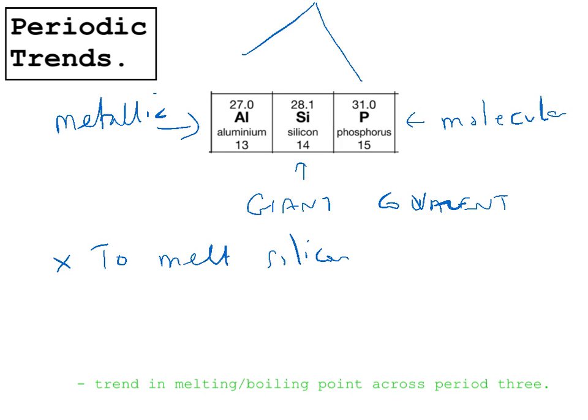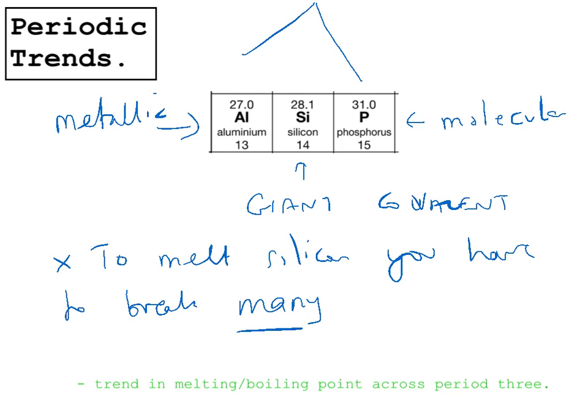silicon, you have to break many, which is a key word in this answer, many strong covalent bonds. And that's not the same for aluminium or phosphorus. Phosphorus, you're only breaking weak van der Waals forces, and aluminium breaking metallic bonds, which aren't as strong as those covalent bonds.